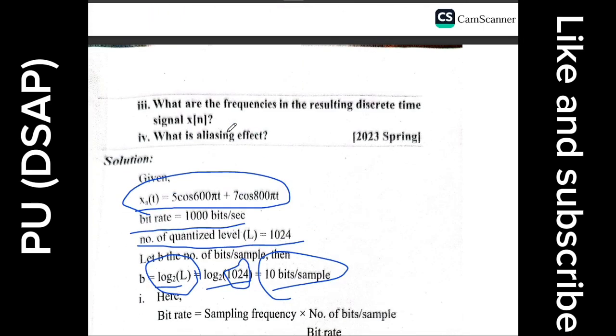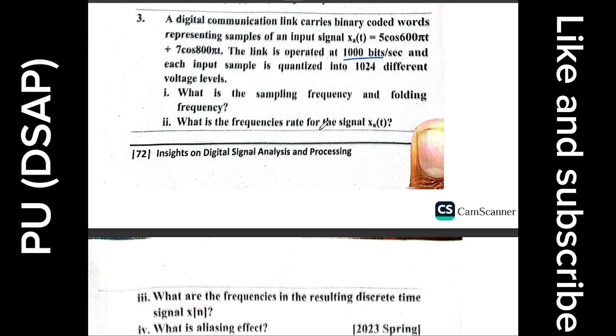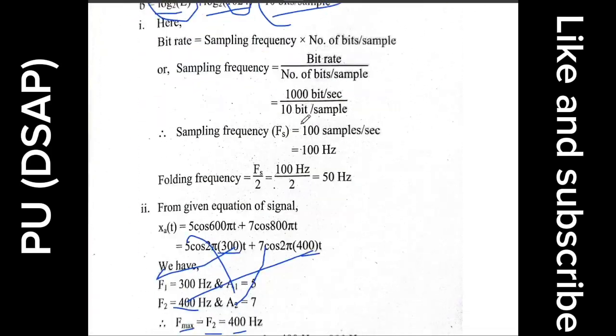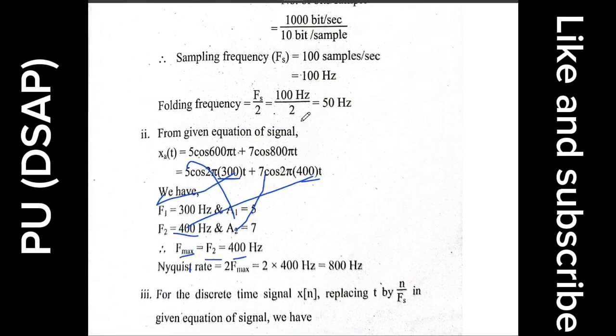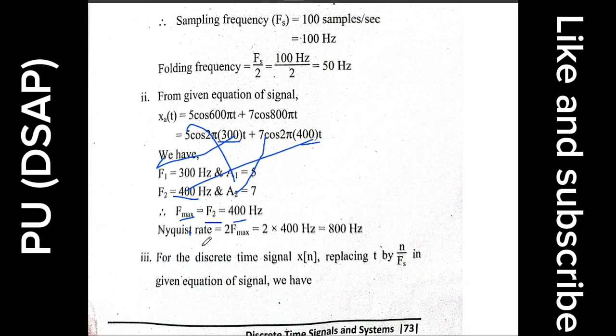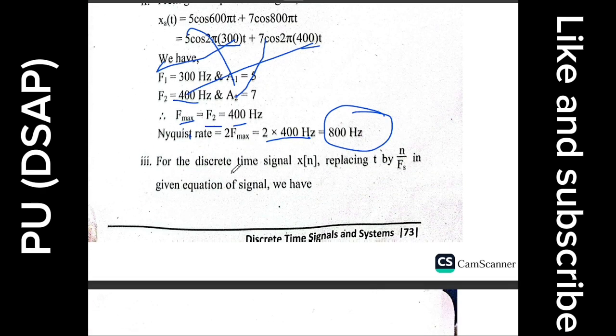So now here we have been asked, I think, Nyquist rate. Oh, here we didn't have to find the Nyquist rate, but in some questions we have to find it. For the Nyquist rate we can simply use 2 fmax. 2 fmax means 2 into 400. So fmax is here 400 and we have to multiply by 2. So here we will get 800, isn't it? So this is so simple.